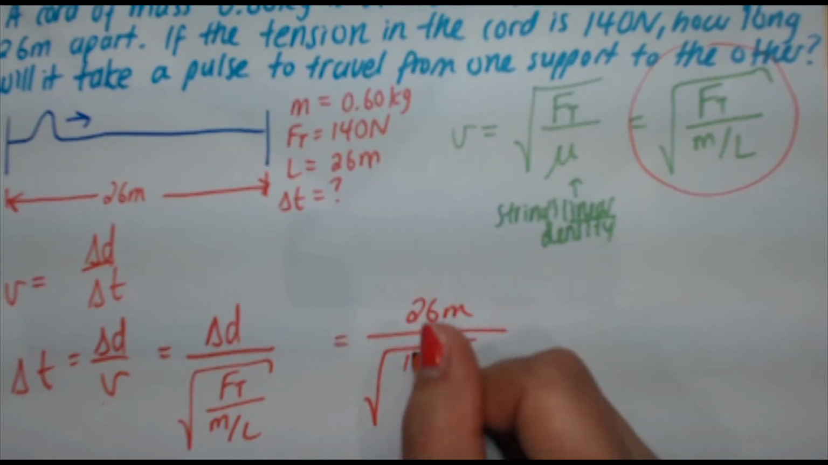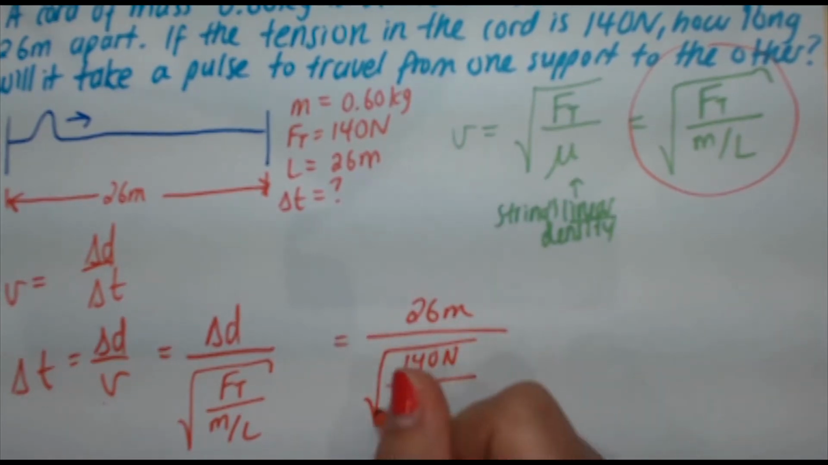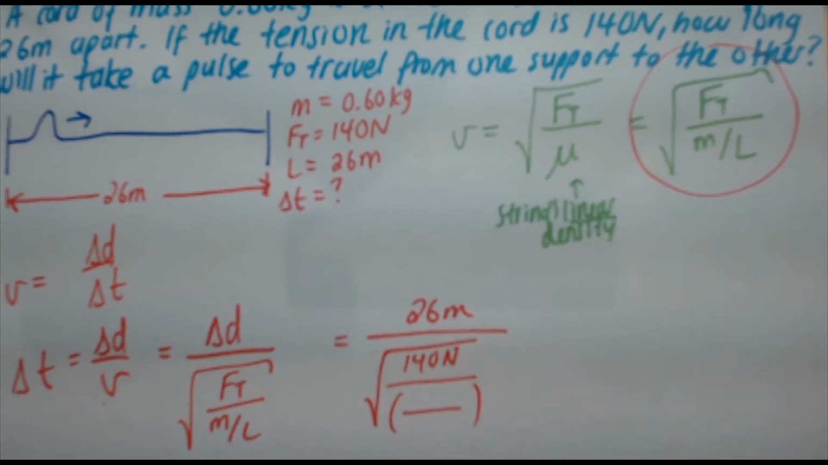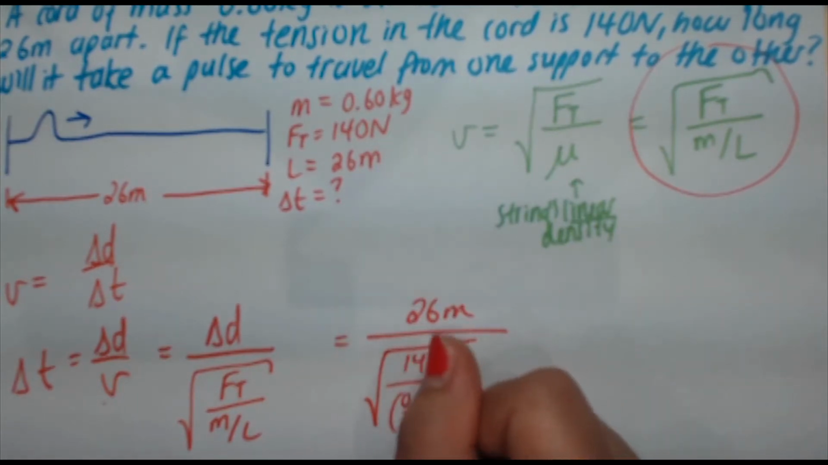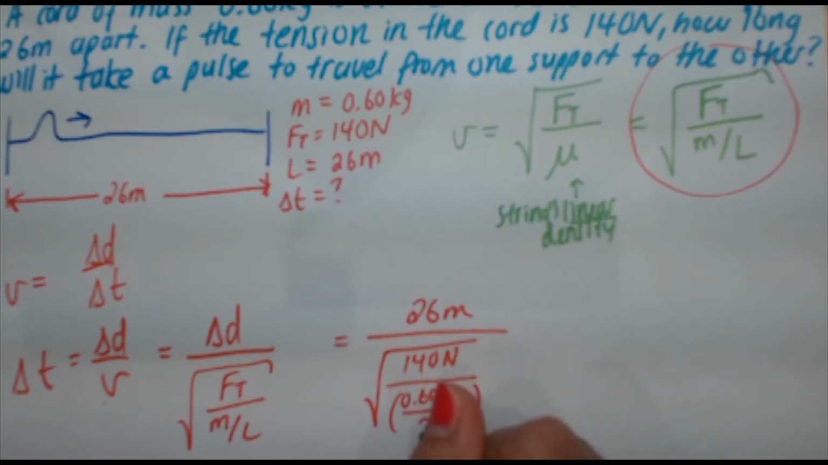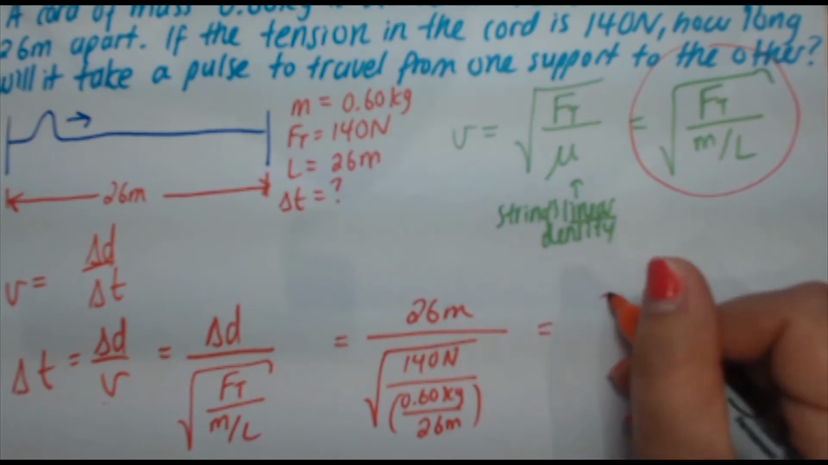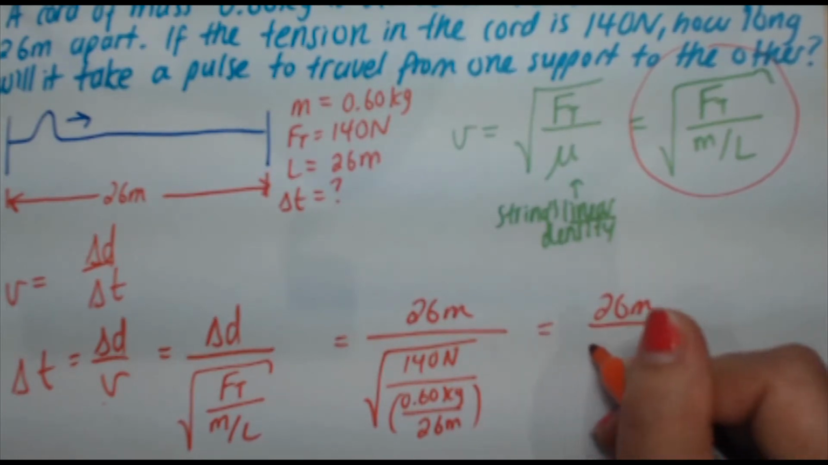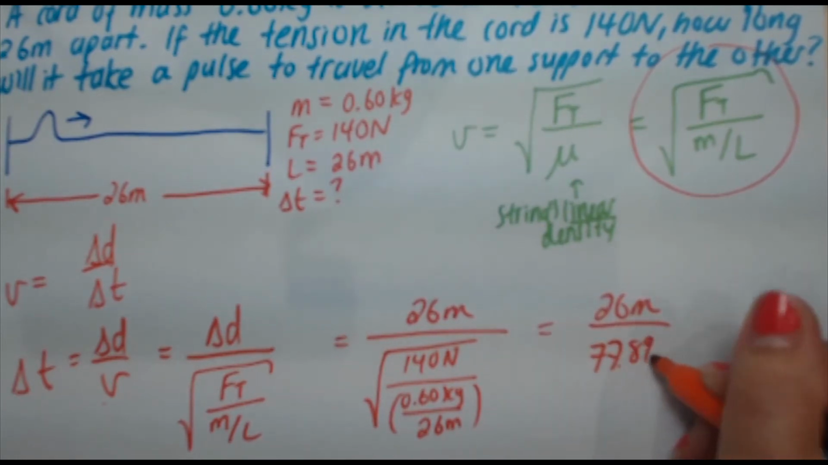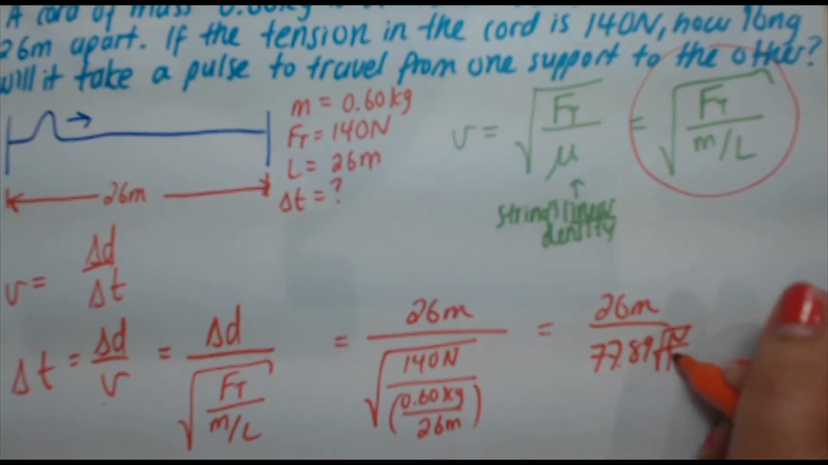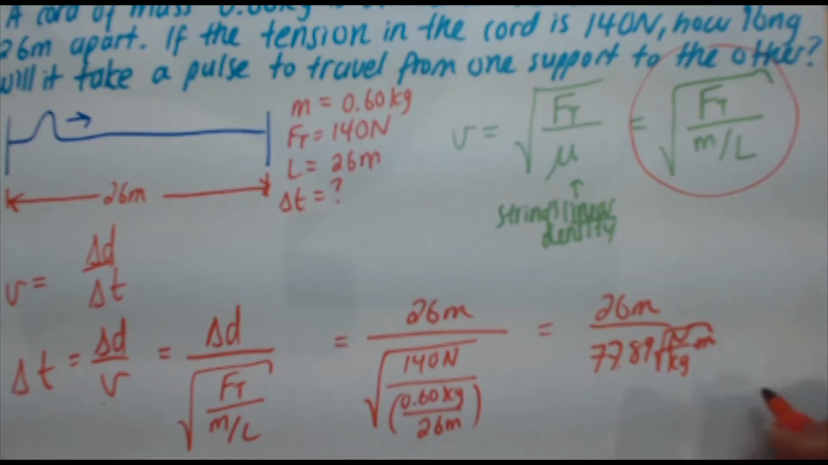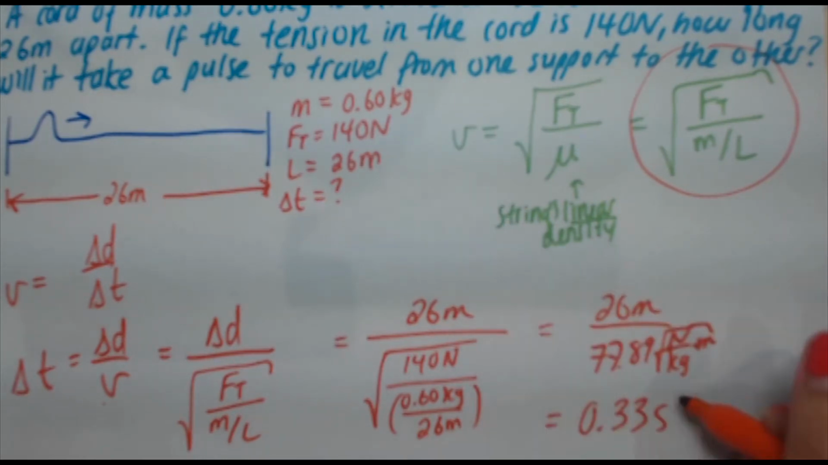Square root, force of tension is 140 newtons divided by, and you've got another fraction in the denominator: mass is 0.60 kilograms, length is, again, 26 meters. The denominator simplifies to 77.89 square root newtons over kilogram meters. Punch that in your calculator and you are going to get the time to be about 0.33 seconds. And that's how long it takes for the pulse to travel from one end to the other.